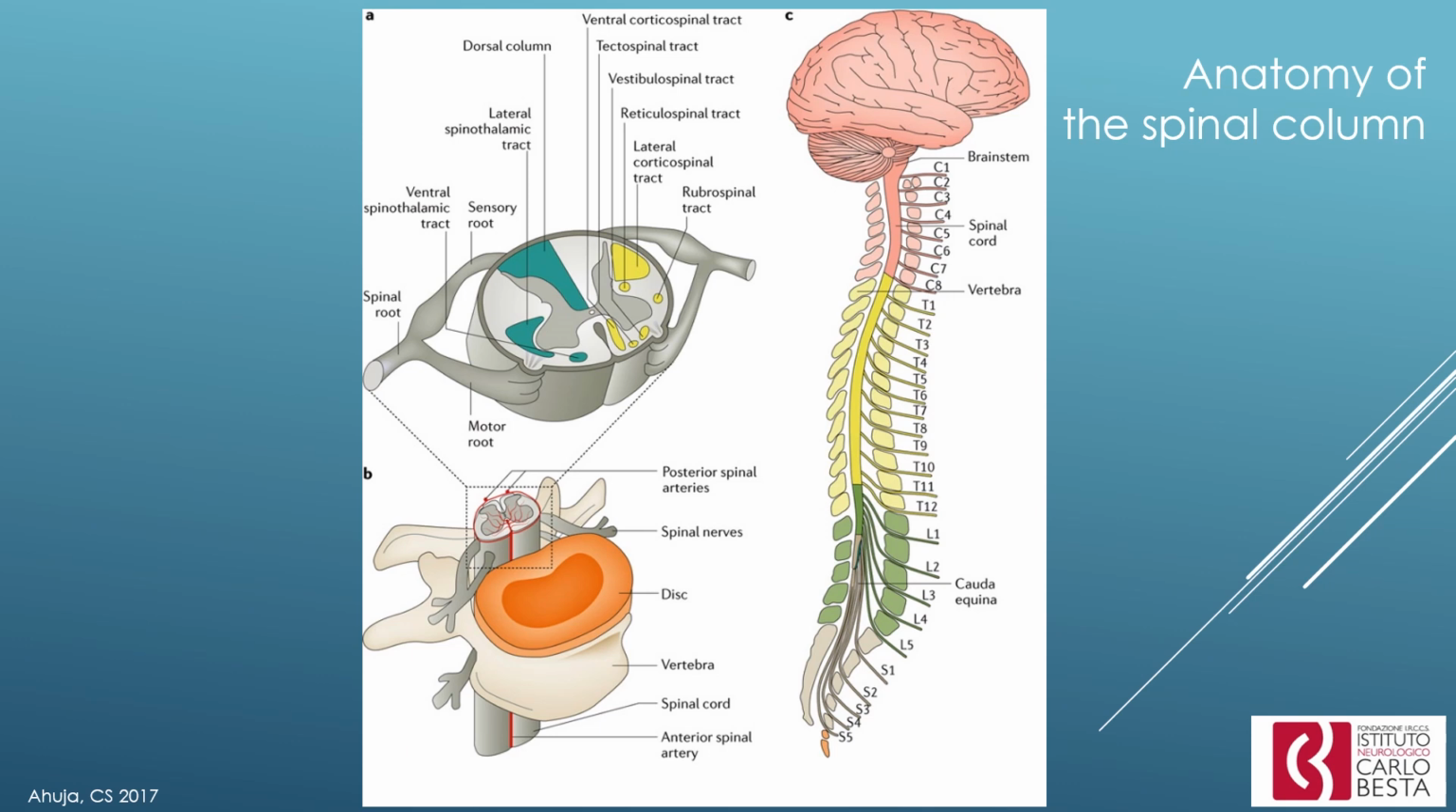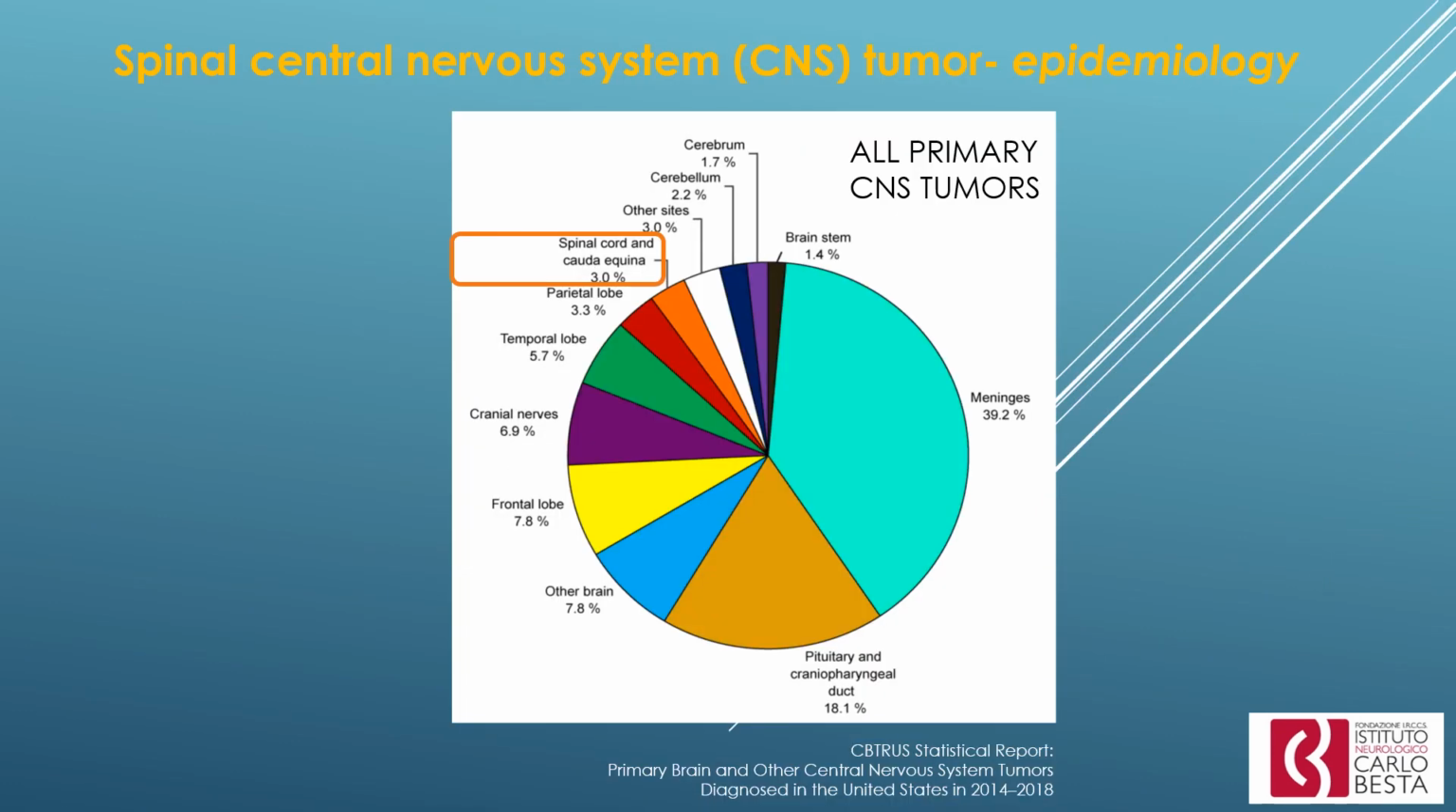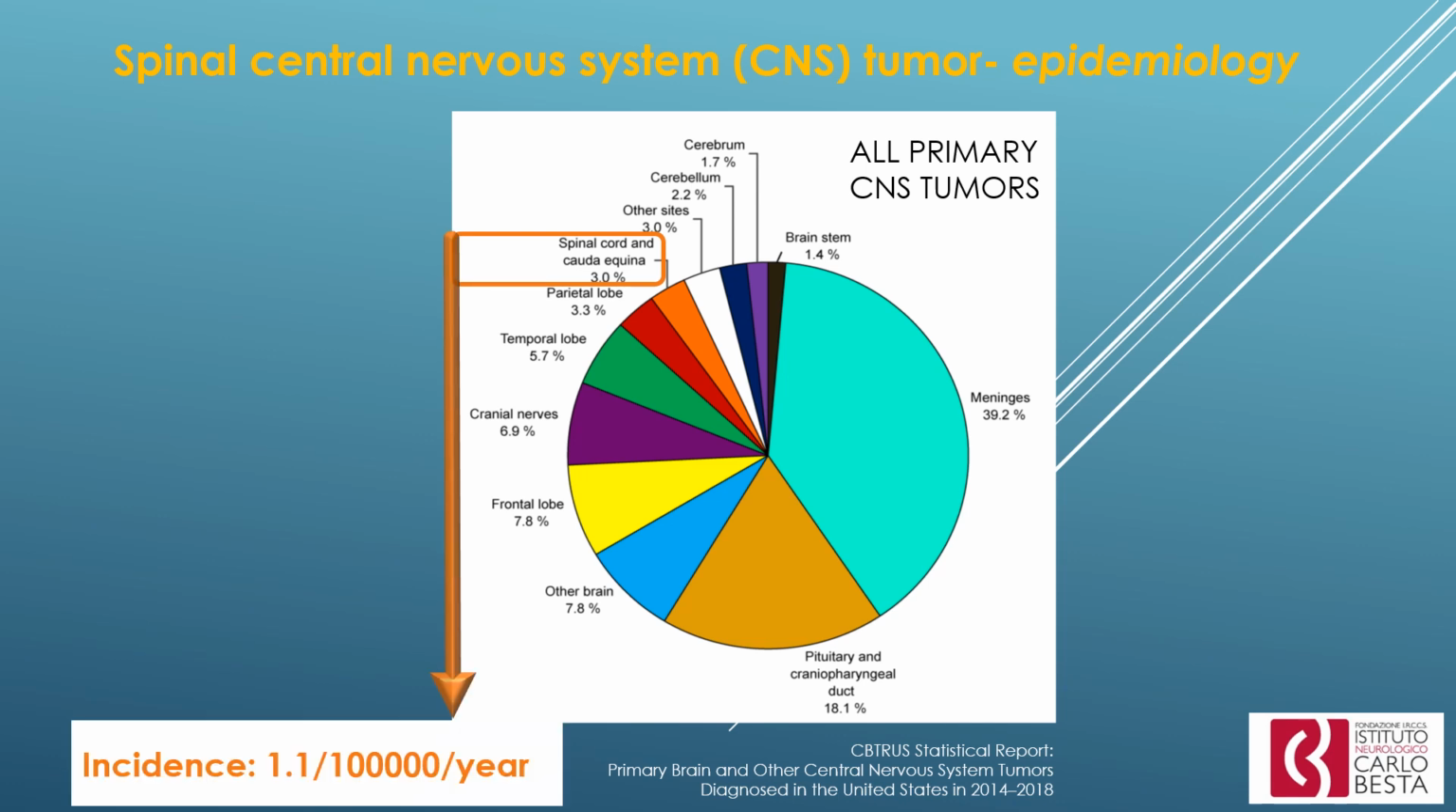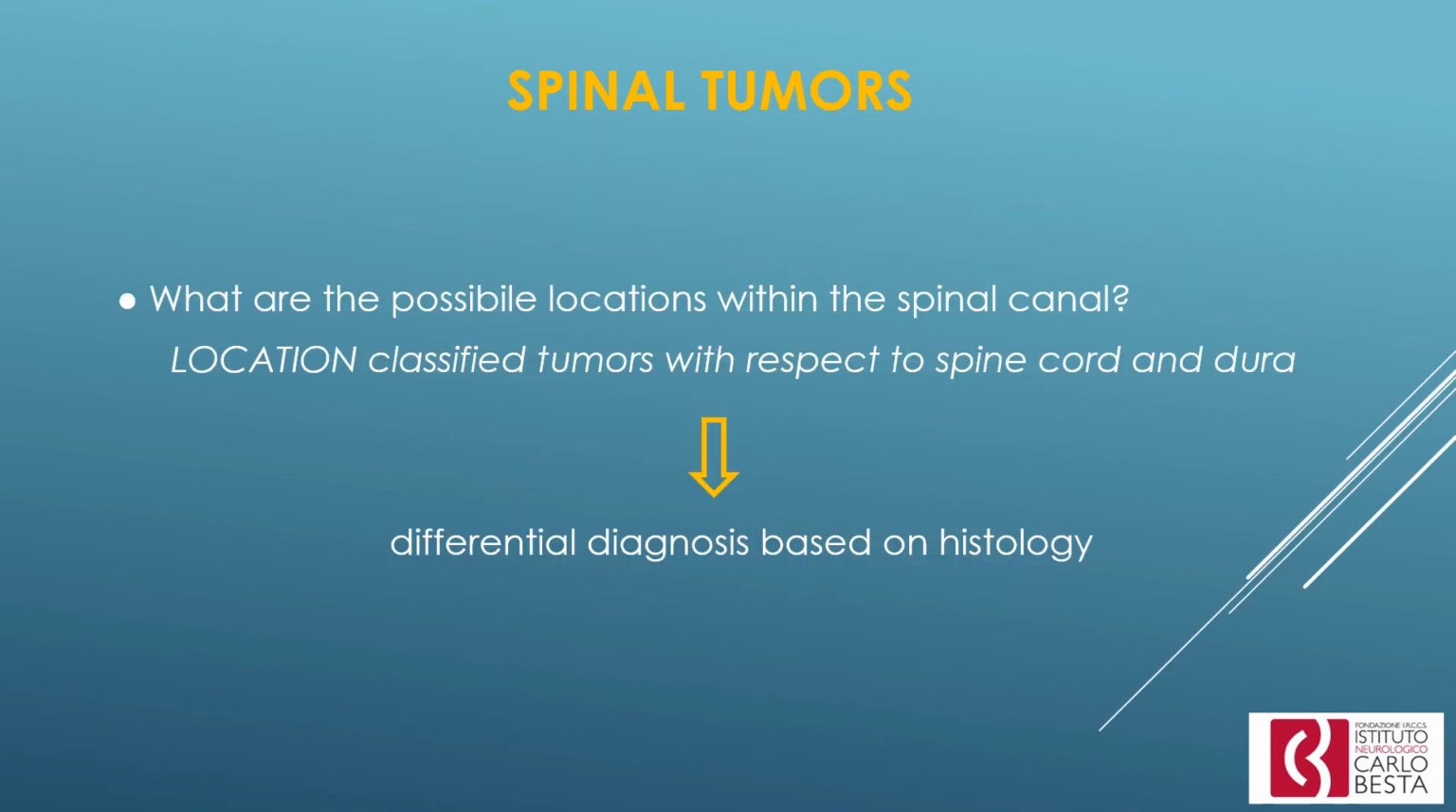This means that the spinal cord is a very delicate structure, and if it isn't working right, it can cause severe symptoms and signs. Among primary central nervous system tumors, spinal tumors account for 3% of them. Their incidence is 1 per 100,000 person-years, which means there are 7,000 new cases per year in Europe.